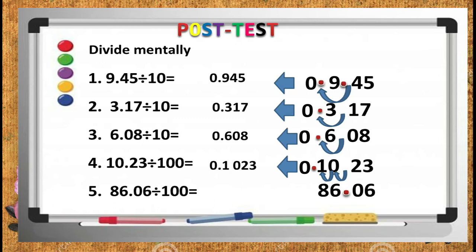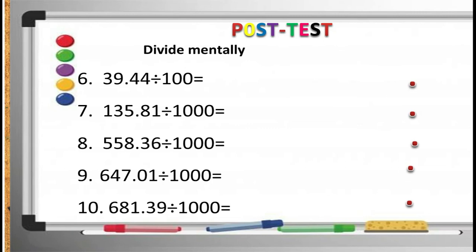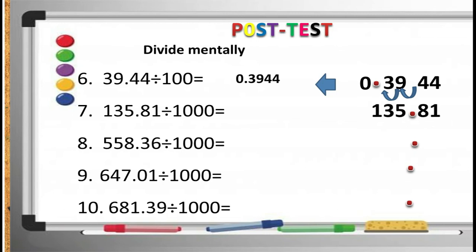Move the decimal 2 places to the left. 1 and 2. Here is the decimal. Write 0. The answer is 8,606 10,000ths. For number 6, 39 and 44 hundredths divide 100. 1, 2. Write 0. The answer is 3,944 10,000ths. For number 7, 135 and 81 hundredths divide 1,000.